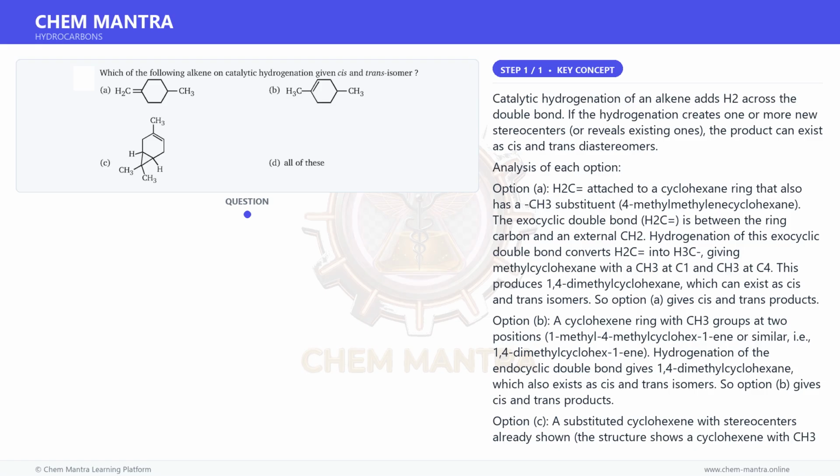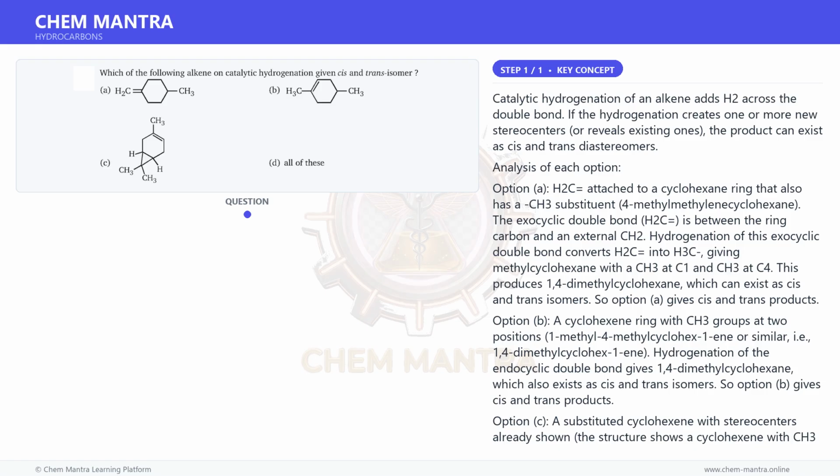Option B. A cyclohexene ring with CH3 groups at two positions, 1-methyl-4-methylcyclohex-1-ene or similar, i.e. 1,4-dimethylcyclohex-1-ene. Hydrogenation of the endocyclic double bond gives 1,4-dimethylcyclohexane, which also exists as cis and trans isomers. So option B gives cis and trans products.